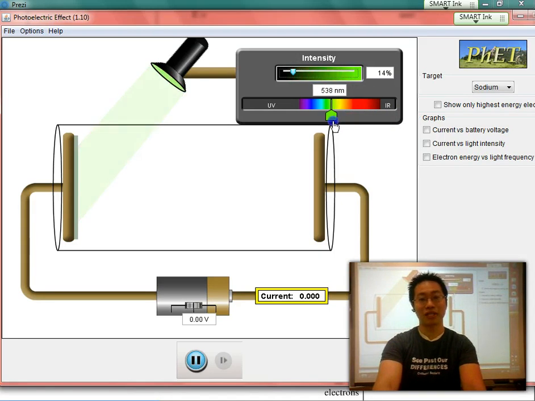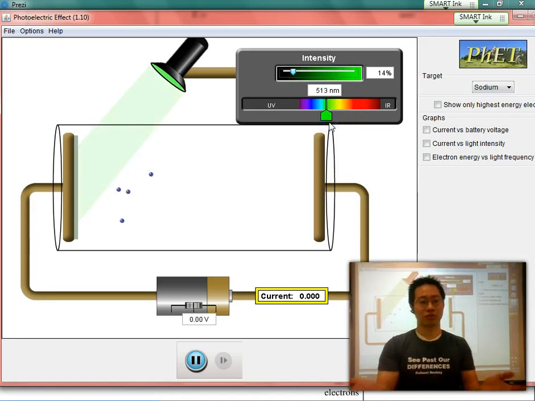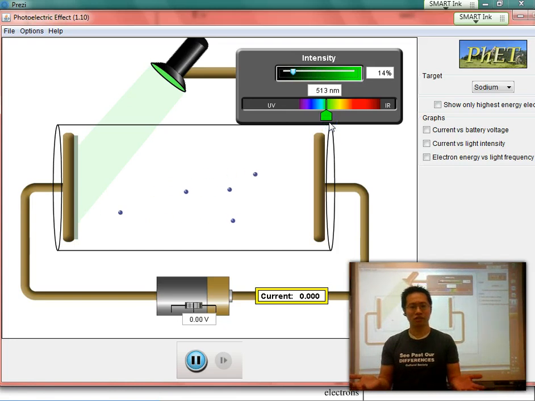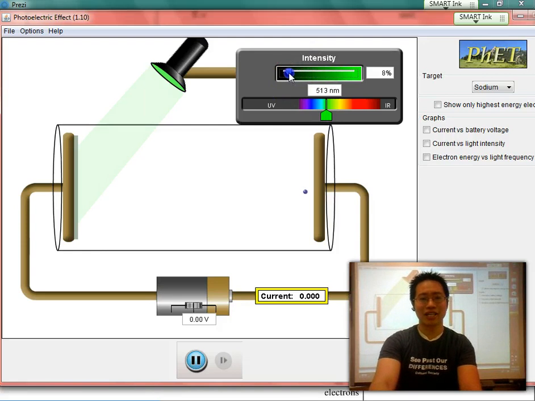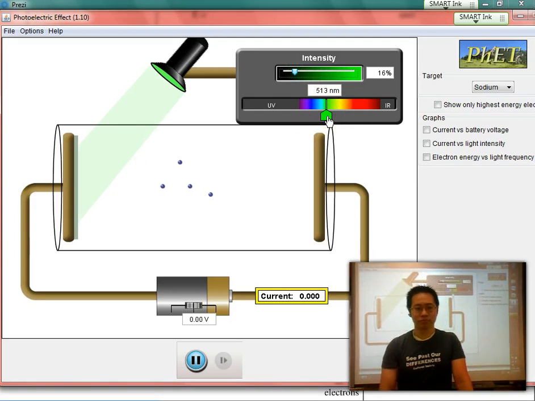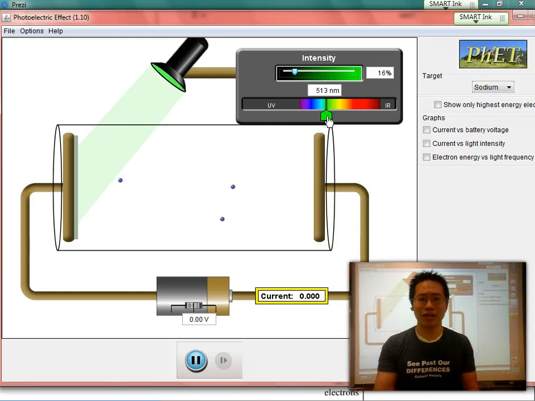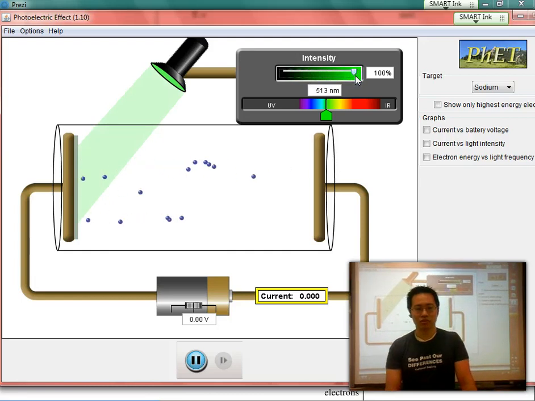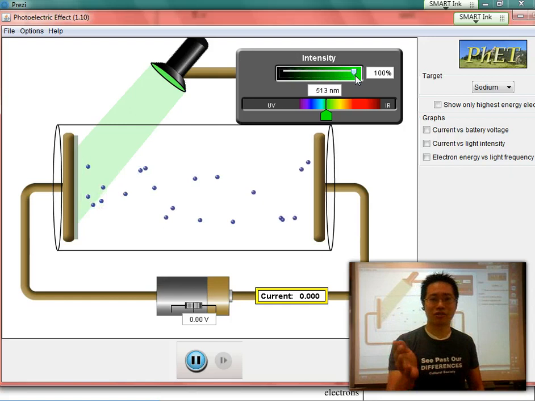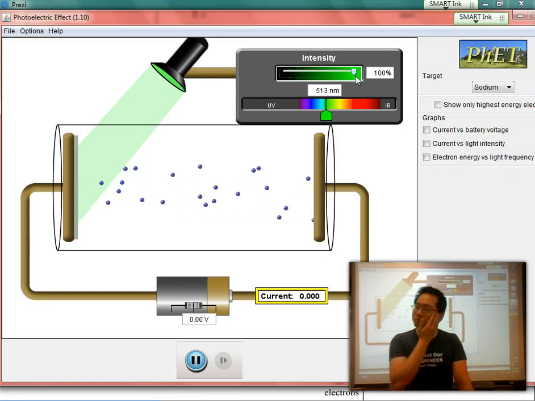But if you simply change the frequency instead, to change the color, instead of red, orange, yellow, blue, nothing's happening yet, but eventually you reach a point with green, all of a sudden electrons are coming out. Even if you make the light as dim as possible, electrons still came out. I mean, not many came out, but they still came out. If you increase the intensity of this light, made it brighter and brighter, more electrons came out.